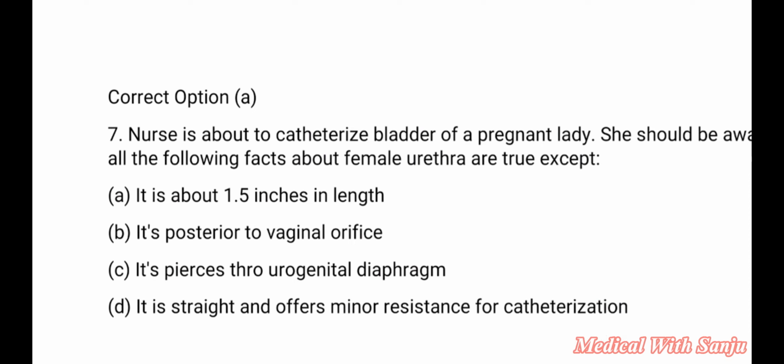Question number 7. Nurse is about to catheterize bladder of a pregnant lady. She should be aware that all of the following facts about female urethra are true except option A it is about 1.5 inch in length, option B it is posterior to vaginal orifice, option C it pierces through urogenital diaphragm, option D it is straight and offers minor resistance for catheterization.